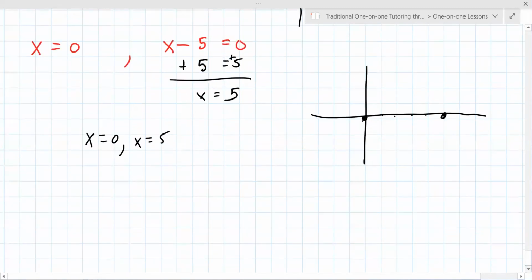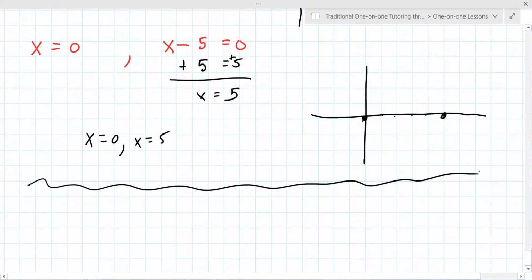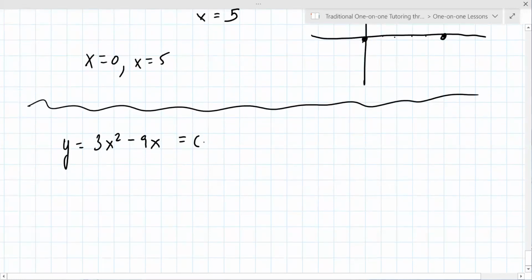Okay, let's do another one. Let's say y equals 3x squared minus 9x. And we want to set this equal to 0. The problem you're going to get could be of that form, but this is the form that we're working with right now. So I can divide this by 3x. Yes, so you put a 3x on the outside. And then x minus 3 on the inside.